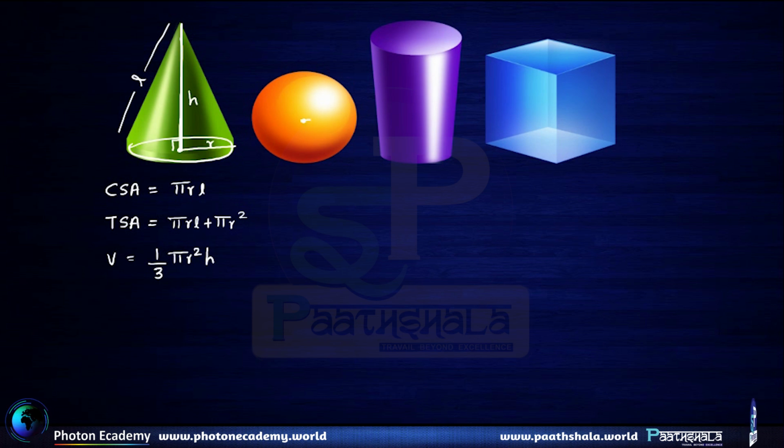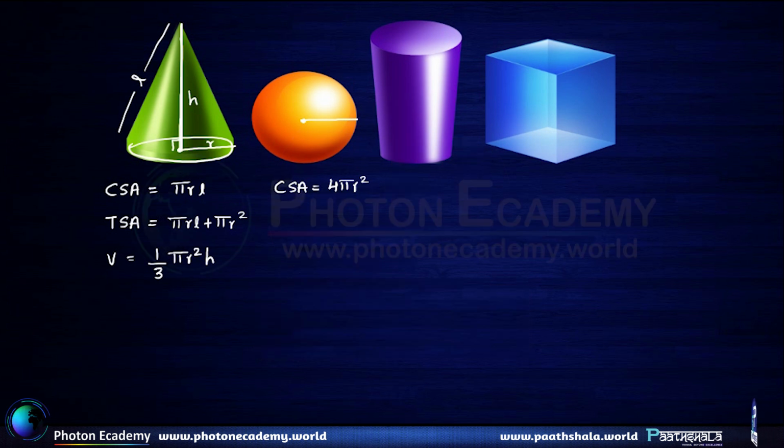For a sphere, the curved surface area happens to be equal to 4 pi r square. This can be proven using surface integrals. The total surface area is nothing but the curved surface area of a sphere. The volume happens to be equal to 4/3 pi r cube.